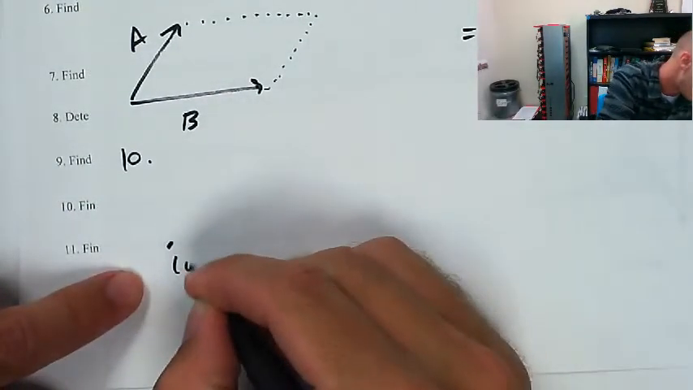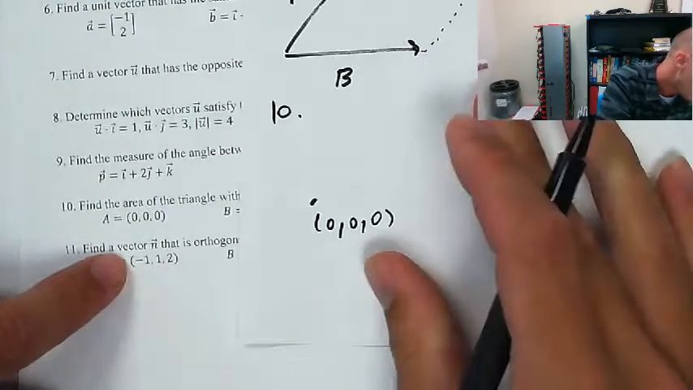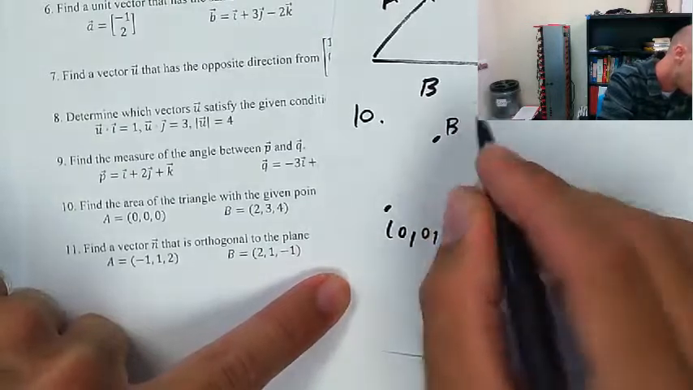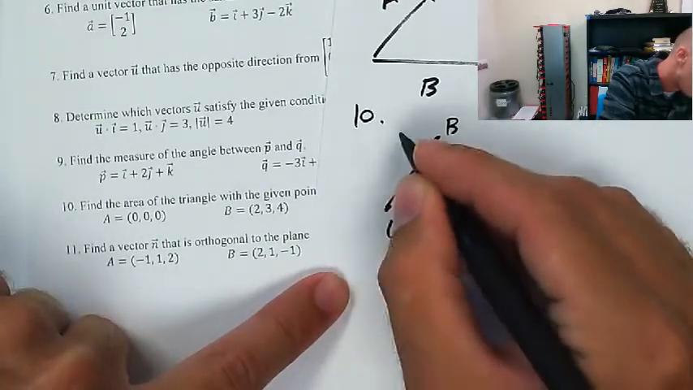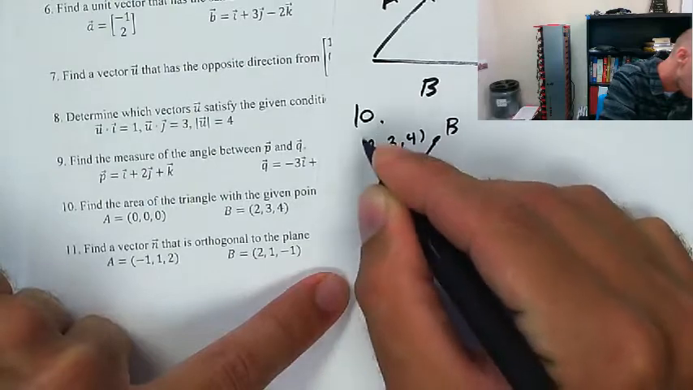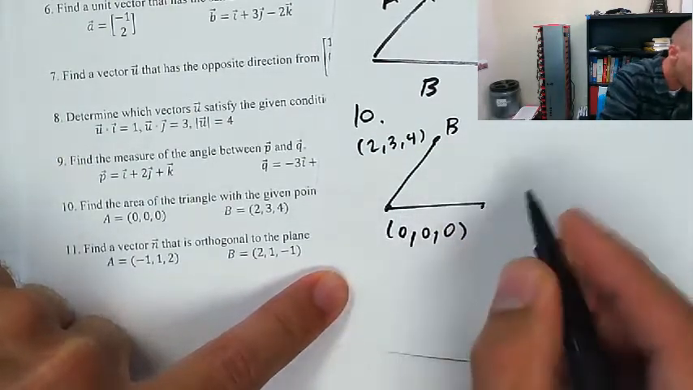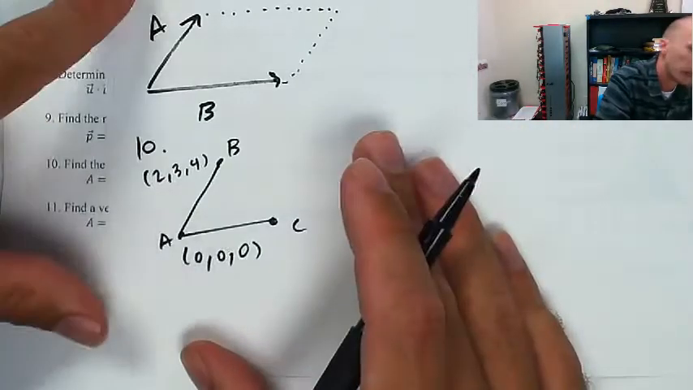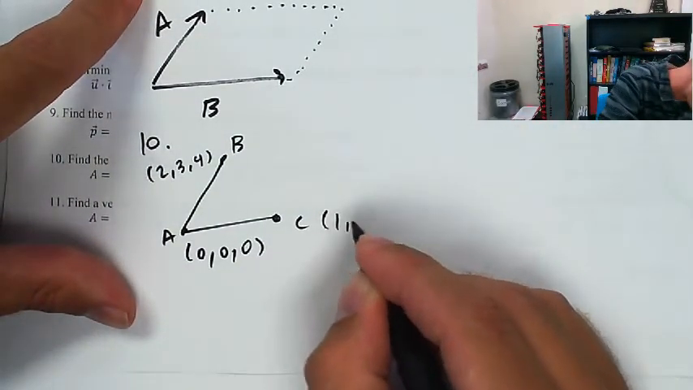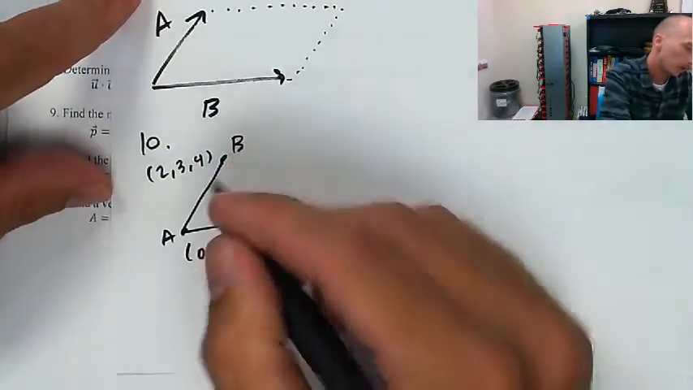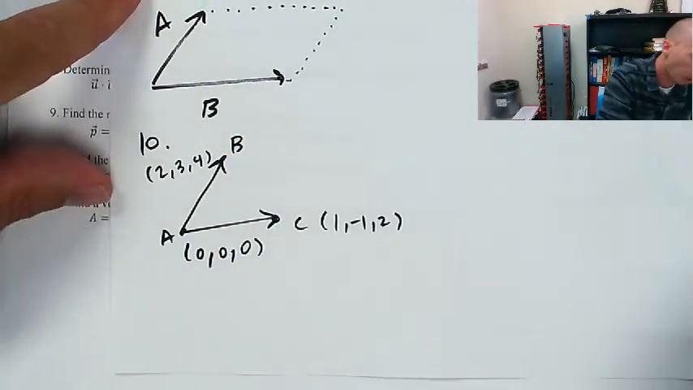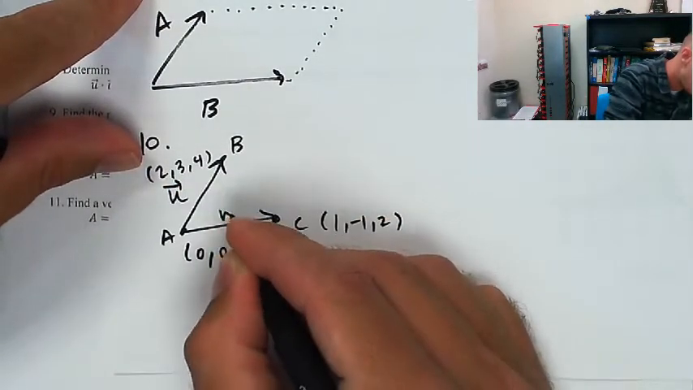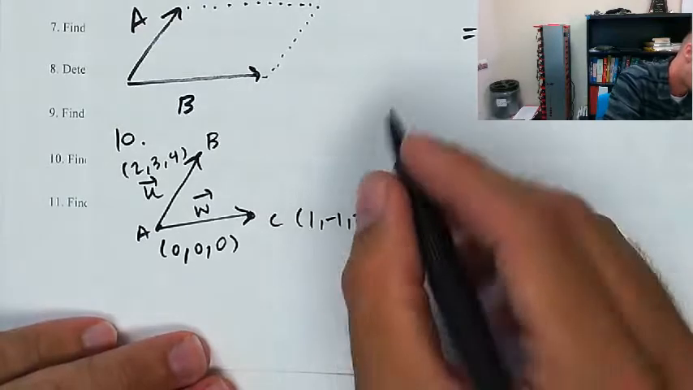So I'm going to, let's see, 0, 0, 0. Oh, that's convenient. Okay, so if this is 0, 0, 0, then it'll be really easy to find my two vectors I want. Okay, so B is over here. That's 2, 3, 4. And then I'll just say C is over here. C is looking like 1, negative 1, 2. Okay, so I've got my two vectors that I'm going to cross. Call it U and W. Okay, so I'm going to cross them.